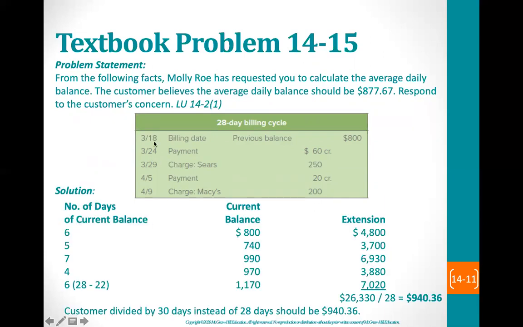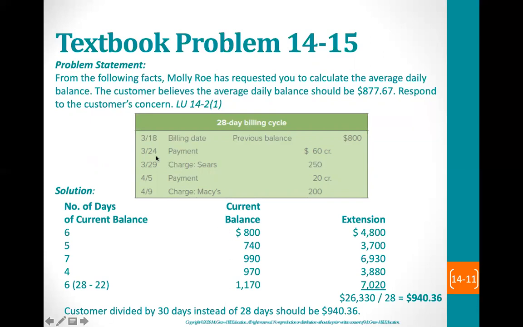So from 3/18 to 3/24 is 6 days. The balance is $800 for 6 days. 6 times 800 is $4,800. Then she makes the payment of $60. So 800 minus 60, the new balance is $740.